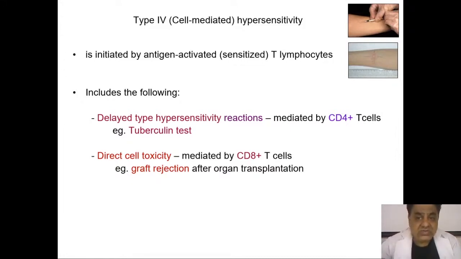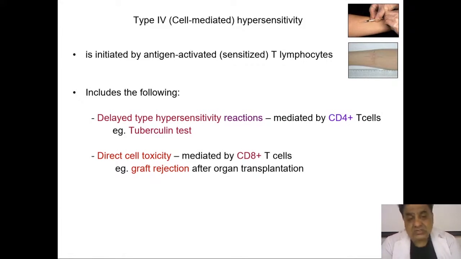But we use that in TB. So we use the tuberculin test as a response to look for cell-mediated immunity. And this is actually a use of the type 4 cell-mediated hypersensitivity as a test. And this is actually an example of delayed hypersensitivity.